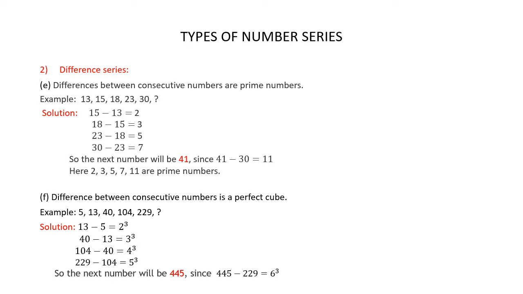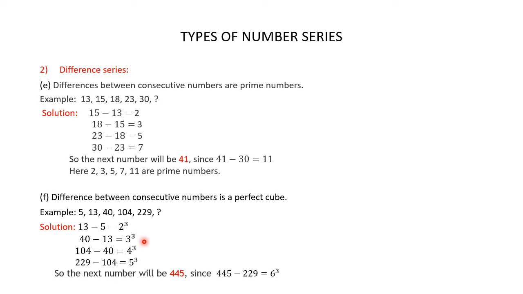Hope you understood this. The next type is where the difference between the consecutive numbers is a perfect cube. Look at this example: 5, 13, 40, 104, 229, question mark. You have to find the missing number here. Find the difference between the consecutive numbers. So 13 minus 5 is 2 cubed. 40 minus 13 is 3 cubed.